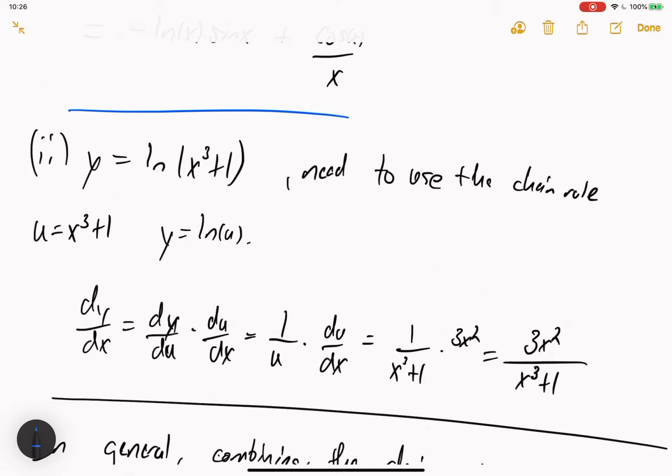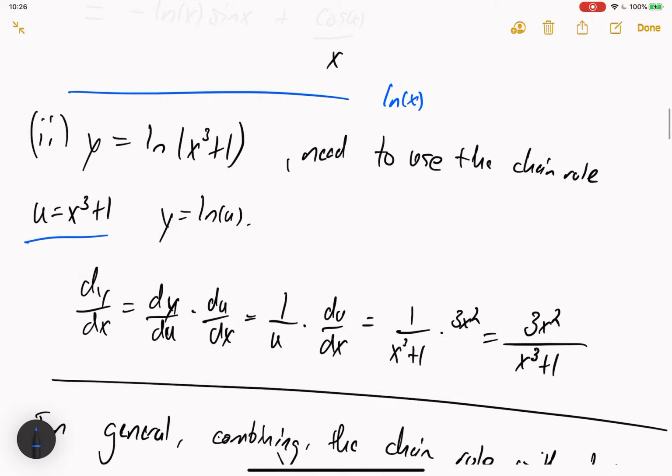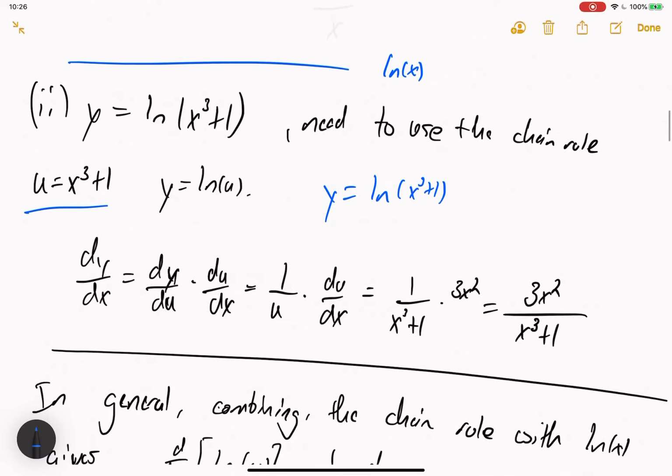So let's do y is equal to ln of x cubed plus 1. Here you'll actually have to use the chain rule, because typically you have the function ln of x, but here you have x cubed plus 1 on the inside. So we're going to use the chain rule where u is equal to x cubed plus 1 and y is equal to ln of u. That way y is equal to ln of u, or ln of x cubed plus 1. That's basically what happens when we get the composition.